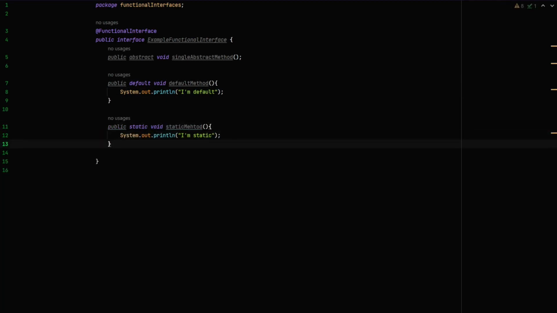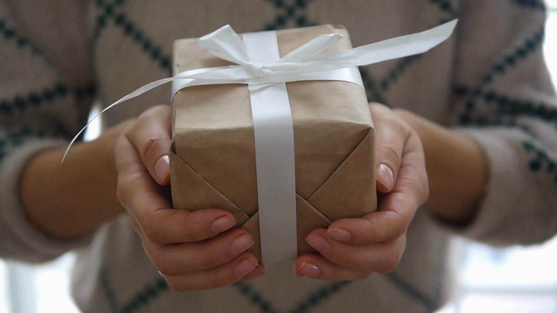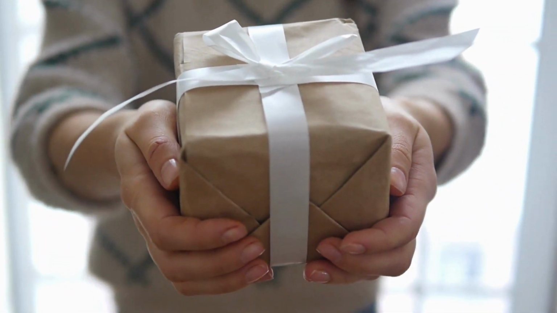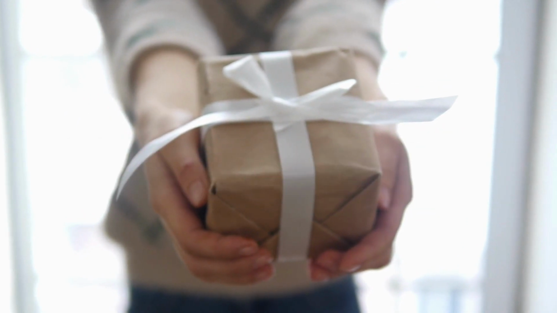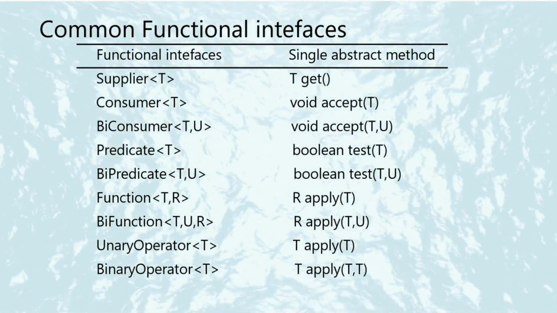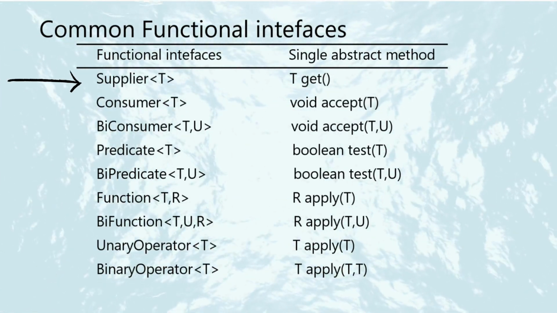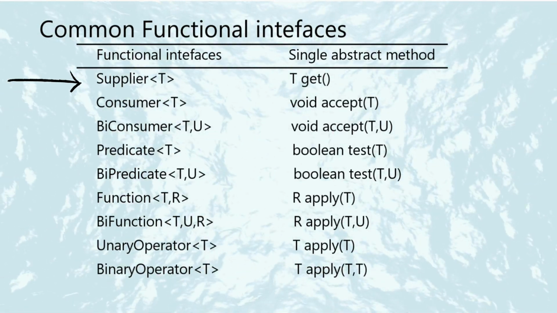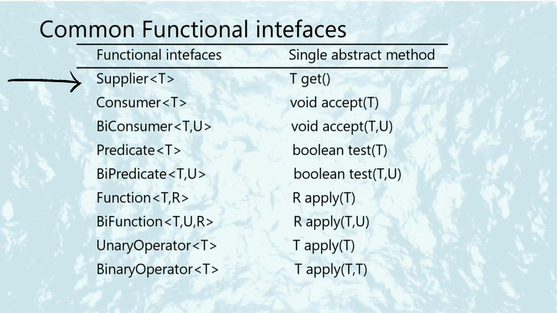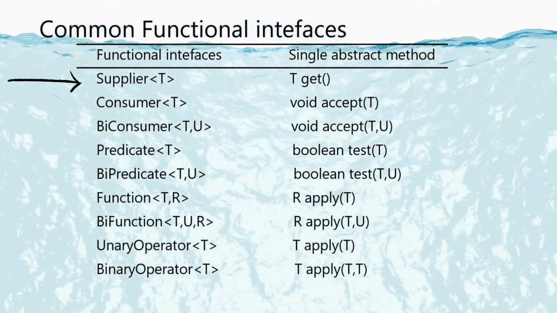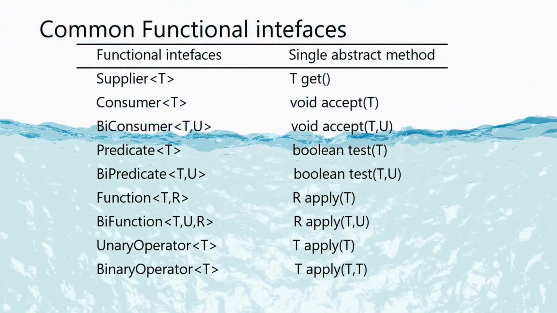Now that we know how to create a functional interface, let's explore some common functional interfaces used in Java. Java comes with a set of functional interfaces provided in the package java.util.function. I summarized the common functional interfaces in this table. In the first row, we have Supplier. It's a functional interface that provides you with a resource of type T, and its single abstract method is get.